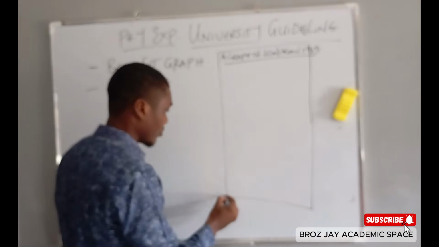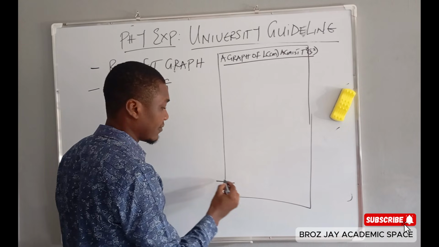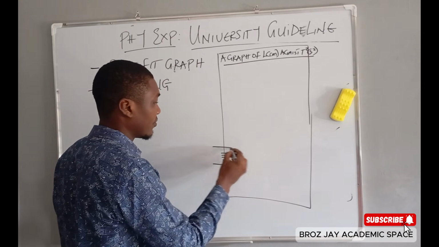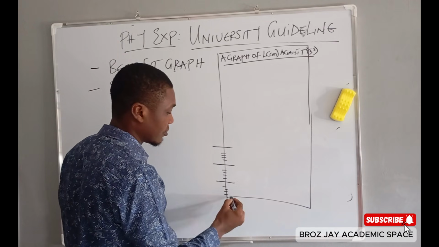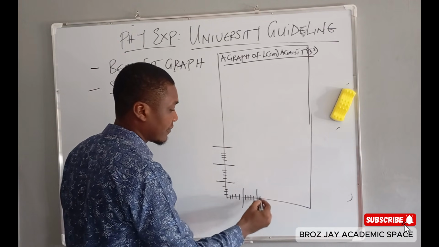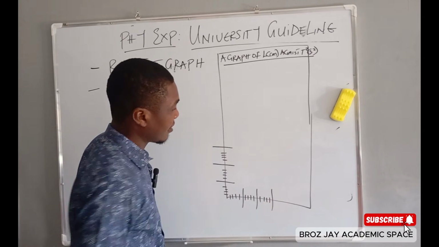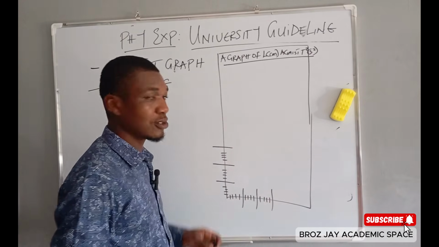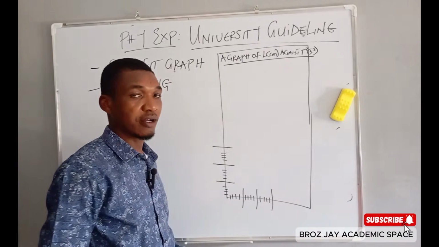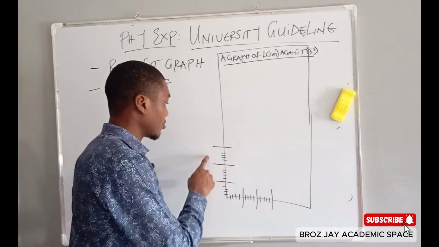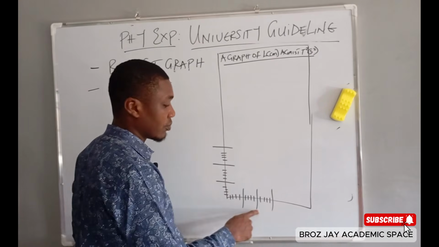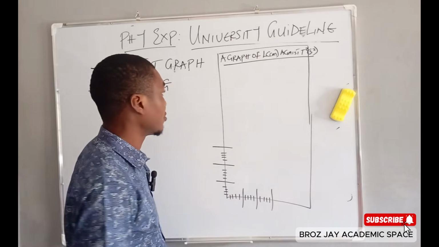We have 1, 2, 3, 4, 5. Another one, 1, 2, 3, 4, 5. Now, each of these bold lines is 1 centimeter in your graph. Each of the bold lines, if you check your graph, you see it. Each of these bold lines is 1 centimeter in your graph.